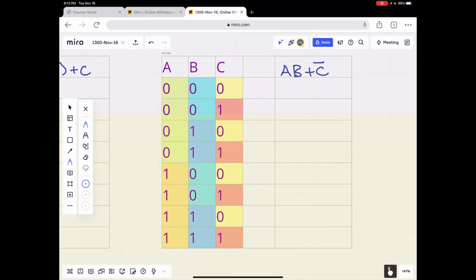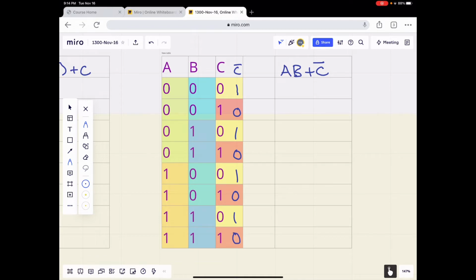Let's do another one. In this case, you have the negation of C. So I'm going to put down C not over here, and write next to it that C not is the negation of C. So I put down 1 here, 0 here, 1 here, 0 here, 1, 0, 1, 0.